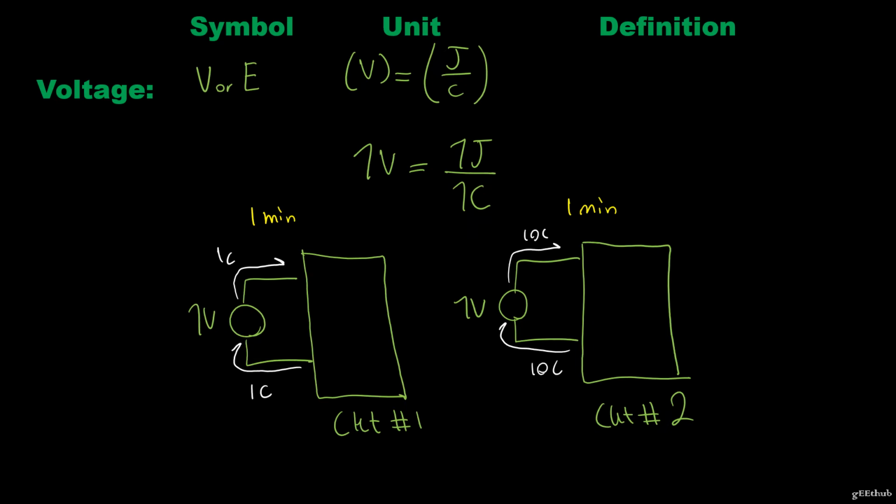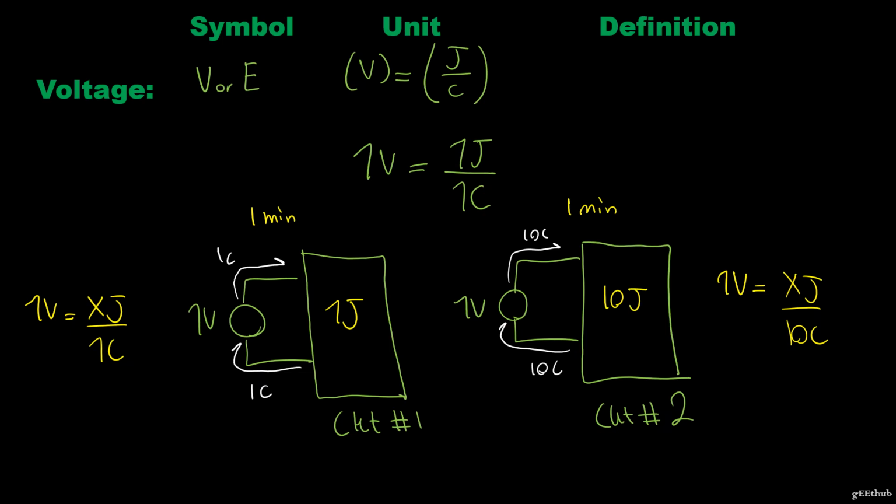So here we know that 1 volt is equal to X joules over 1 coulomb. So we know that our voltage source provided 1 joule of energy to this charge, or to circuit number 1, whereas for circuit number 2, 1 volt is equal to X joules over 10 coulombs. So the same voltage source provided 10 times more energy to circuit number 2.